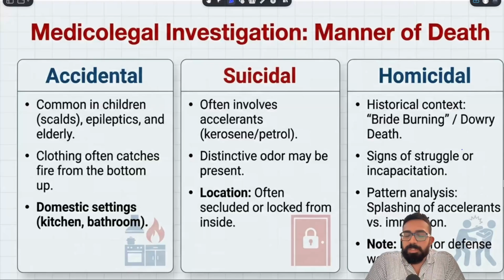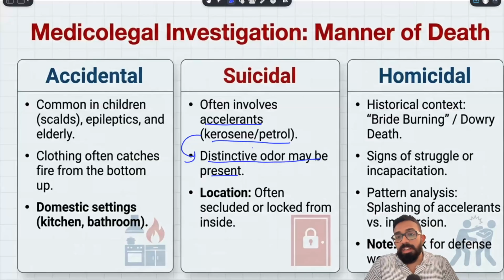Now let's look at the manner of death. Accidental burns, especially scalds, are seen in children, epileptics and the elderly, and they occur in domestic settings like the kitchen and bathroom. In suicidal burns, people generally use accelerants like kerosene or petrol, so kerosene or petrol is positive and there is a distinctive odor of these materials. Homicidal burns include dowry deaths, and you should always look for defense wounds and signs of struggle when dealing with homicidal burns.